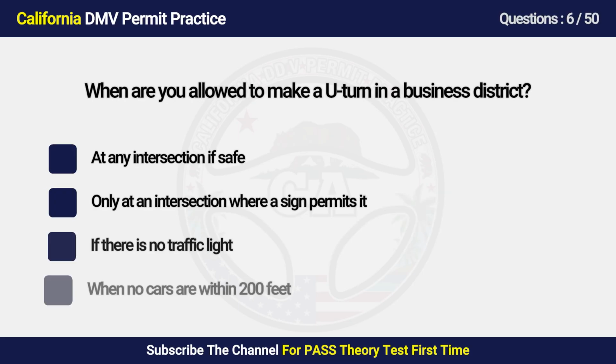Question 6. When are you allowed to make a U-turn in a business district? A. At any intersection if safe. B. Only at an intersection where a sign permits it. C. If there is no traffic light. D. When no cars are within 200 feet.